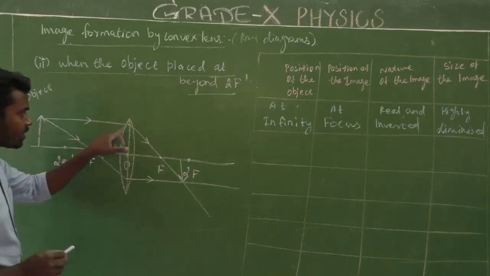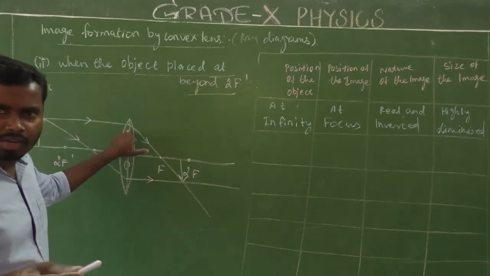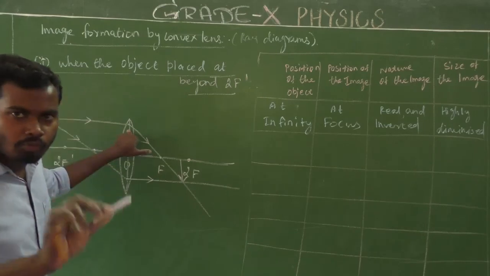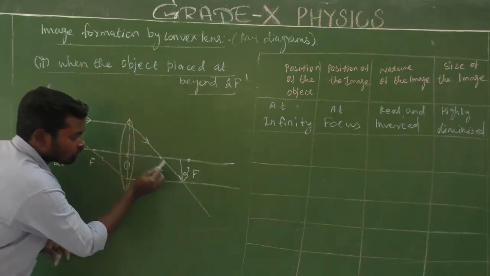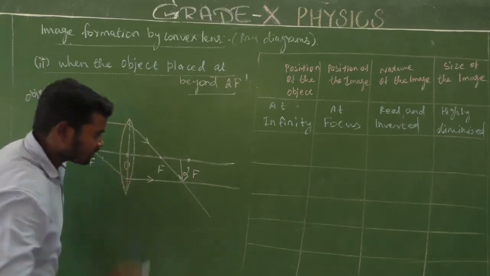Am I right? Yes. If a ray of light is parallel to the principal axis of a convex lens, it will pass through its focus. Am I right? Here refraction takes place, and after refraction it passes through the focus. Is it clear? Yes.